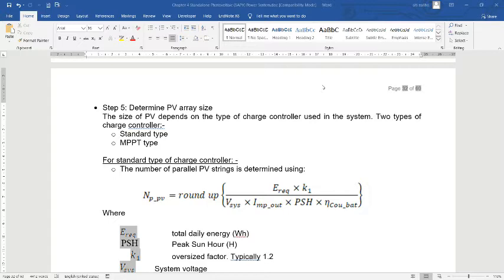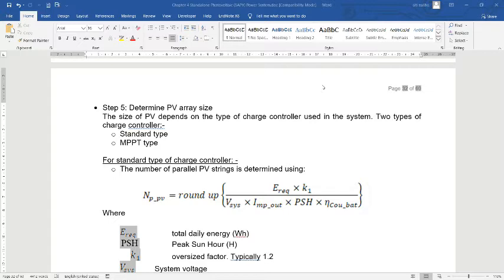The purpose of this charge controller or solar regulator is to prevent the battery from overcharging. It also senses when the battery is fully charged, so that it can stop the charging process or decrease the current flowing to the battery. That is the function of the charge controller.